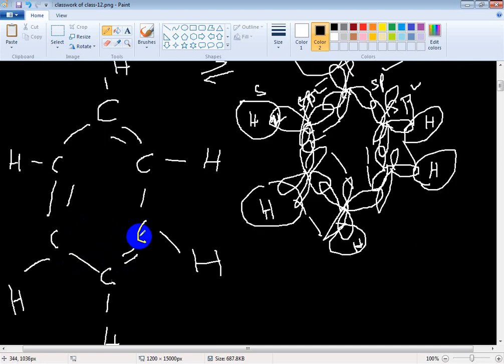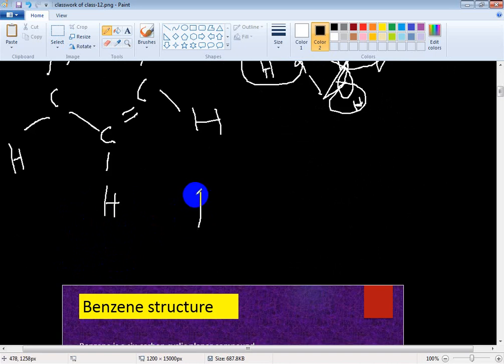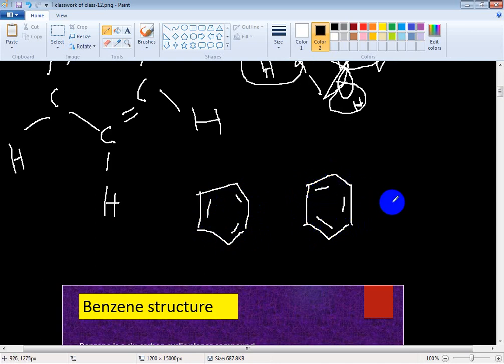So we don't write the benzene ring as either Kekulé structure. We could write it this way, or this way, so the double bond position is not fixed. So we write the benzene ring with this resonance structure, meaning the double bond position is not determined. Okay.